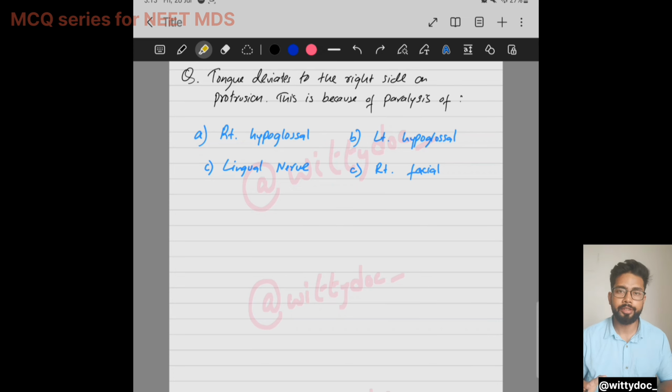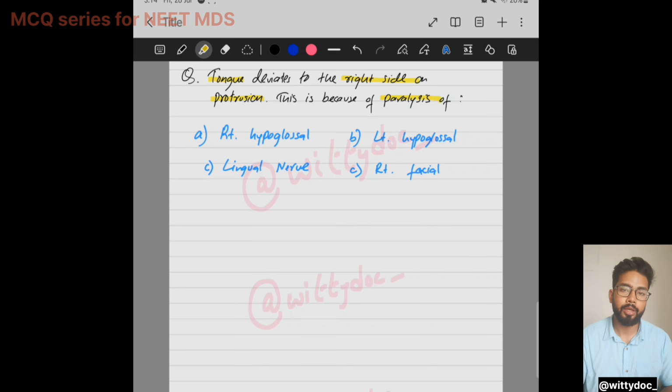So today's question of the day is, tongue deviates to the right side on protrusion. This is because of paralysis of. So there is anatomy involved, tongue. We have to know tongue anatomy, and the pathology is that there is a right deviation of the tongue. The options include right hypoglossal, left hypoglossal, lingual nerve, left facial nerve, and right facial nerve.